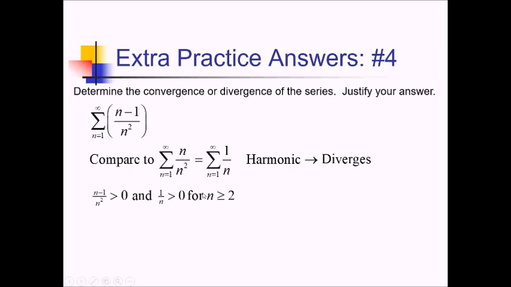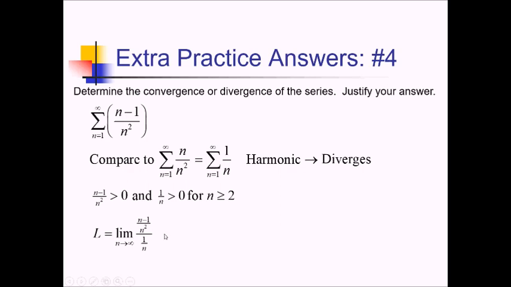So all we have to do at this point then is just take the limit of the original divided by the comparison series. So I'll use the limit as n approaches infinity of my original, and dividing that by my comparison series, 1 over n.